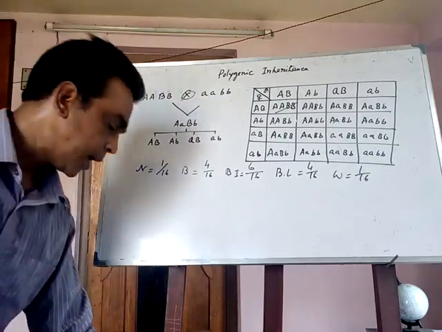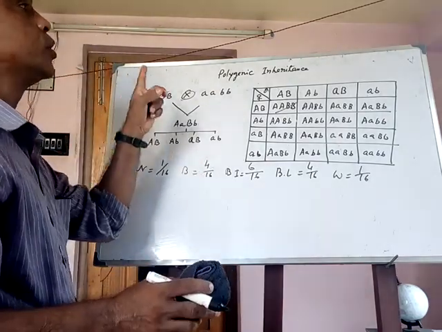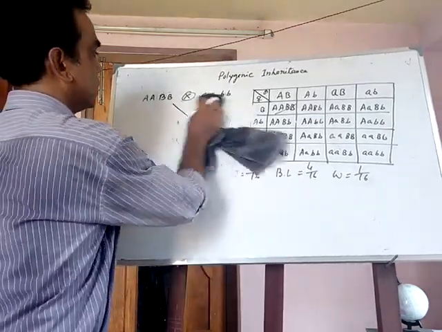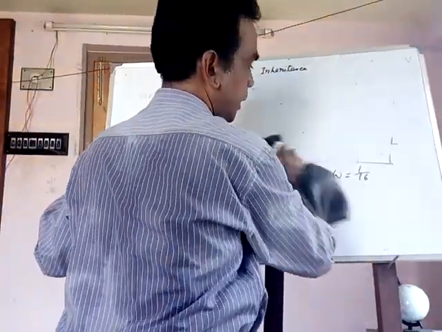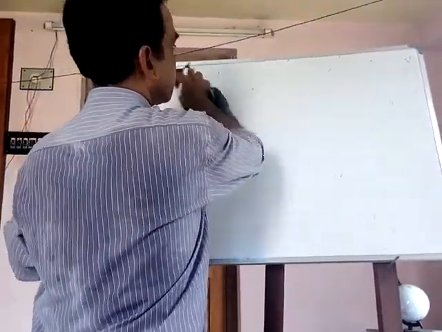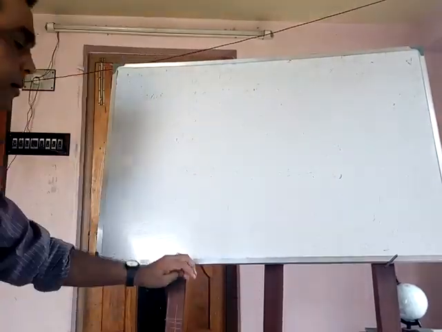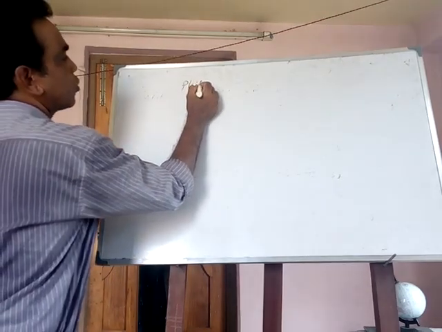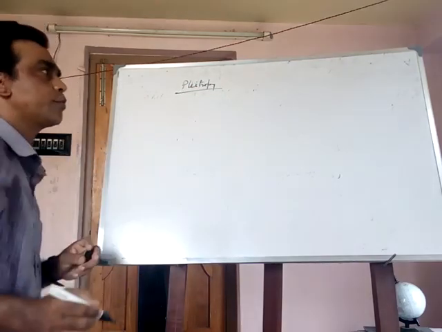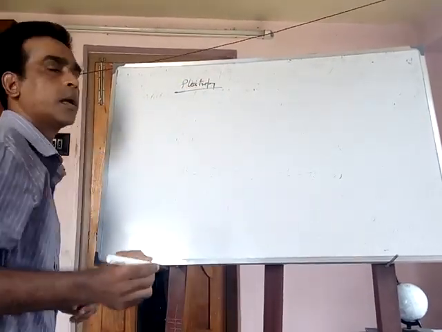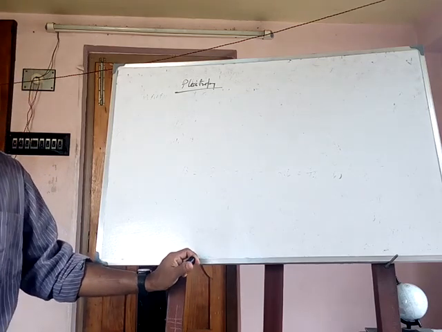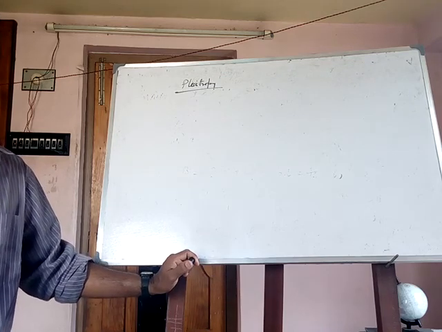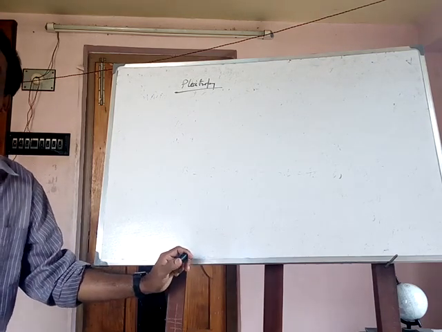Now I discuss pleiotropy after polygenic inheritance. What is pleiotropy? Pleiotropy is another genetic phenomenon. Pleiotropy means when a single gene can exhibit multiple phenotypic expressions. Such a gene is called a pleiotropic gene.